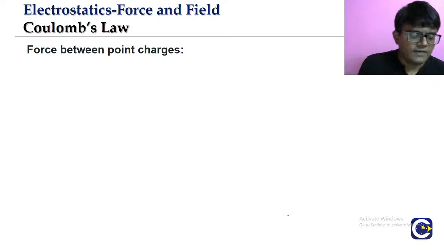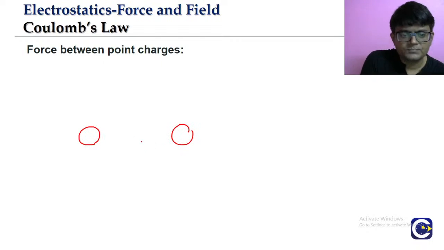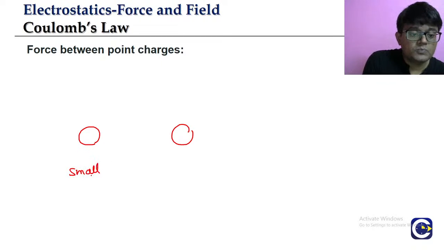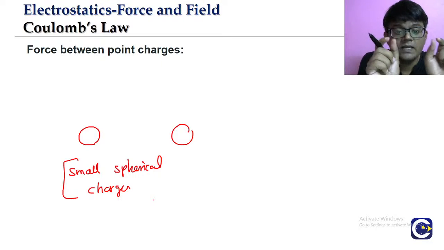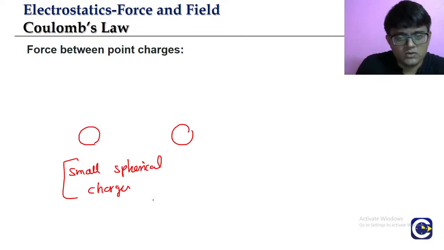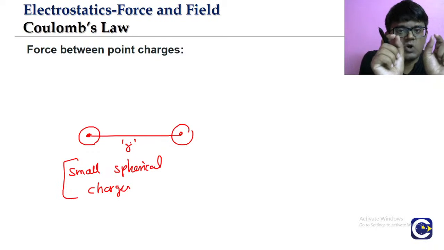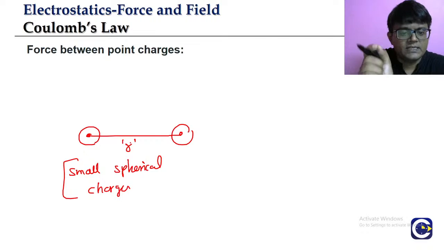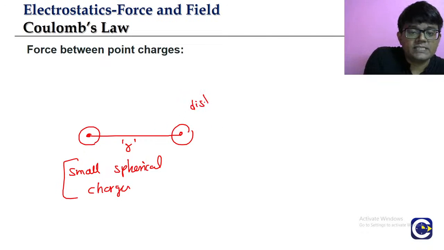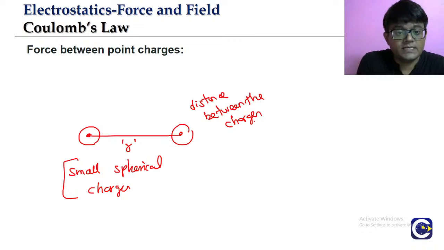When Coulomb was doing his experiments, he did the experiments by using very small spherical charges. He used to take the center to center distance of the small spheres as the distance between the charges. This is how he did the experiments in terms of measuring the force between the two charges. On the basis of the experiments, he proposed Coulomb's law.